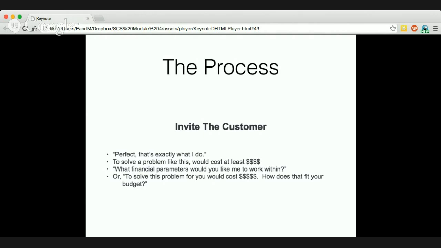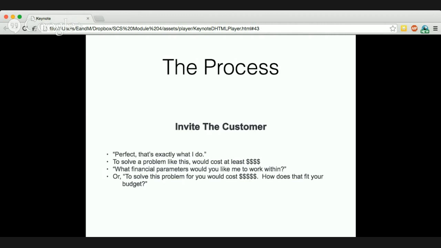You say, well, perfect. This is exactly what I do. I solve that problem. And to solve a problem like this would cost at least, now I usually like to not throw out the first number. They want to hear, well, how much do you cost? What do you charge? My answer to that is it always depends and I'm not cheap. Some people say I'm expensive. Other people say I'm worth every single penny, and those people are my customers. And the people that say I'm too expensive, they go to the cheaper option. And I usually like to say, well, you get what you pay for.